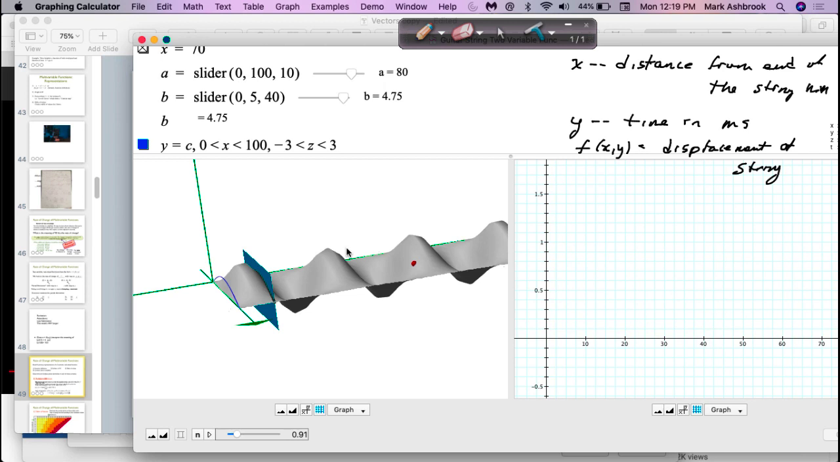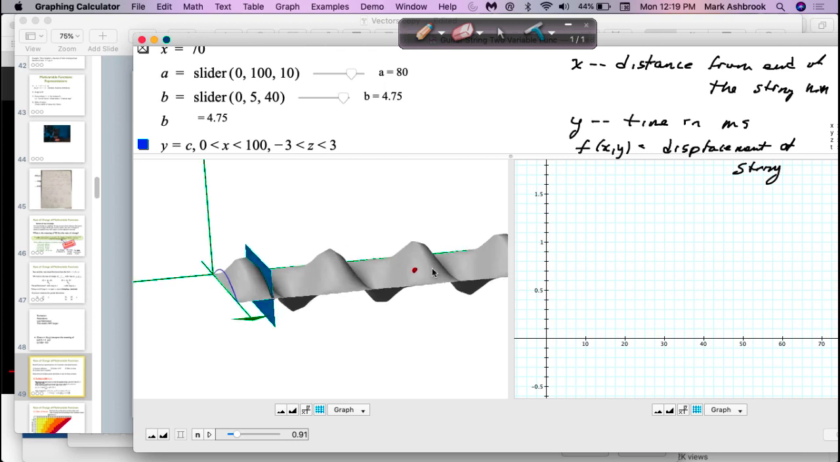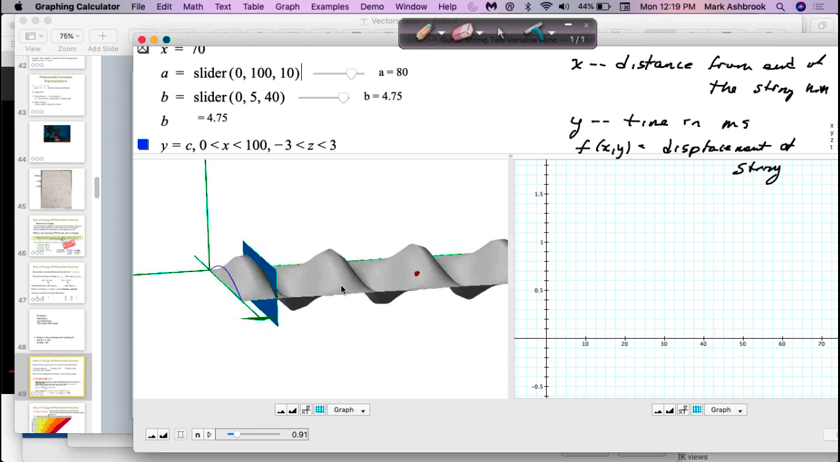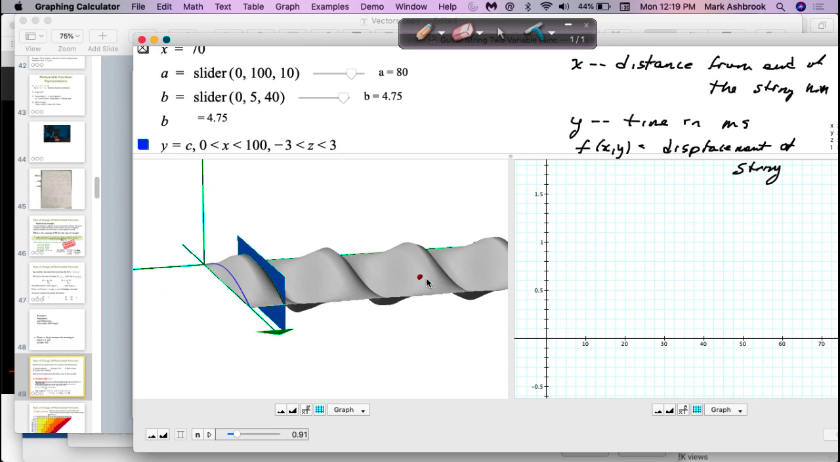Okay, so here's a point where the distance down the string is 80, and the time is 4.75 milliseconds. So I want you to predict, what can you predict about the partial with respect to x and the partial with respect to y at 80, 4.75, which is that red point right there? So what could you say?